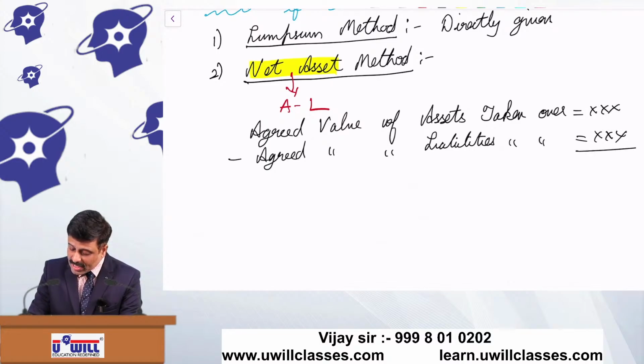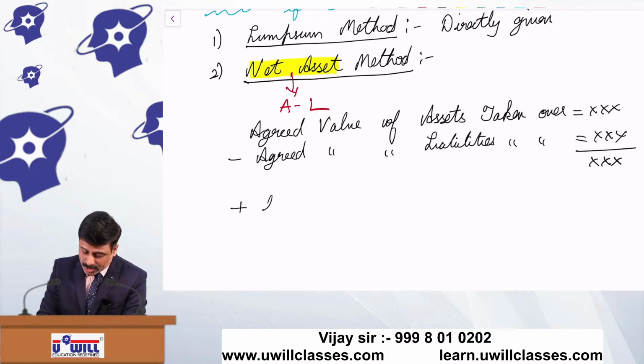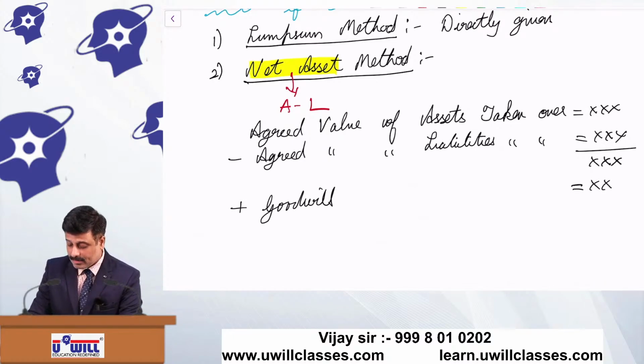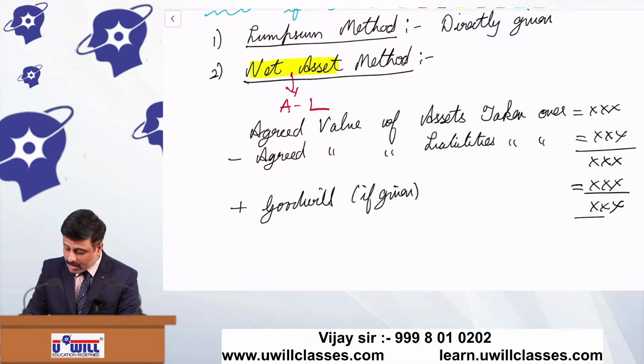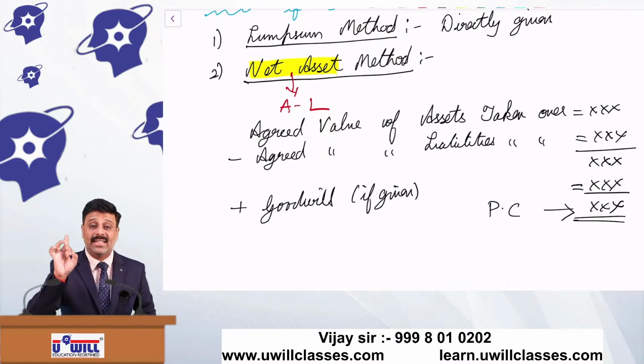This will give you the amount of purchase consideration. Plus, if given in the question, you may further add any amount for goodwill. If given, otherwise, simply the above itself will become the amount of purchase consideration. Okay, so this is how you'll find the purchase consideration if the question is asked by net assets method.